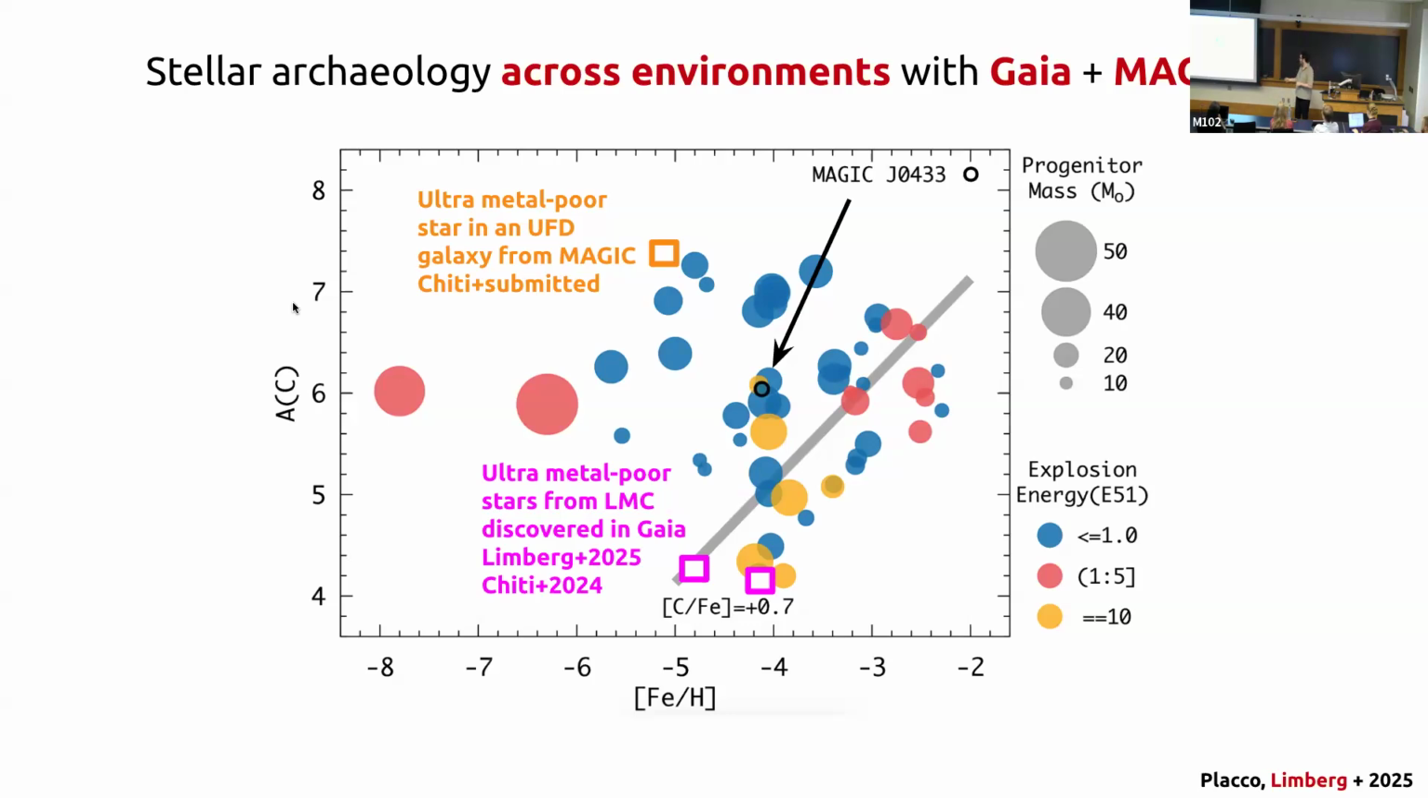Okay, so I think the bottom line here is that there really is an environmental dependency on the chemical enrichment by the first stars, the first population 3 stars. And this is because different environments can hold the material that is being produced by the first supernova depending on the explosion energy of that. So this is essentially what we are getting at.